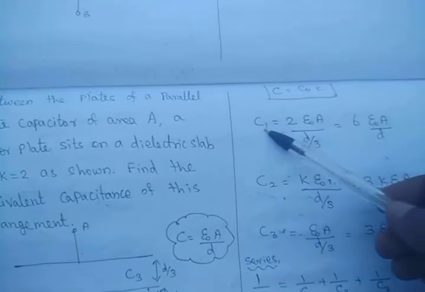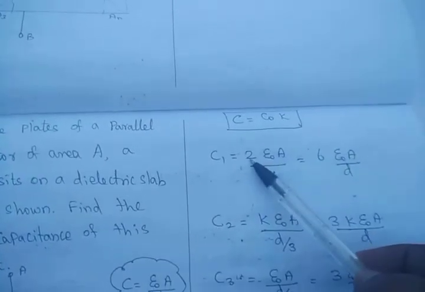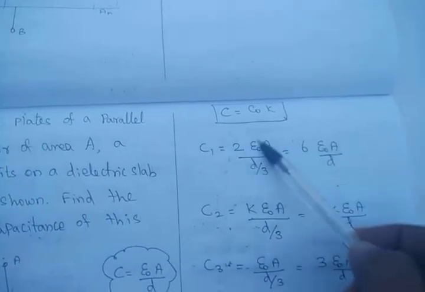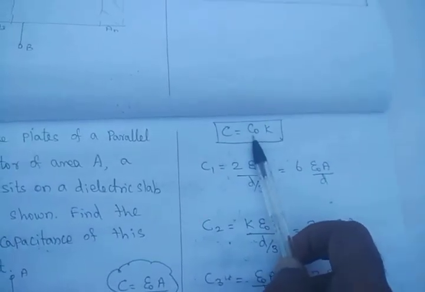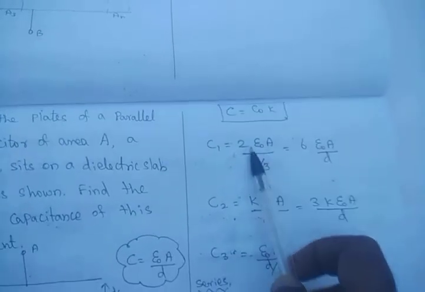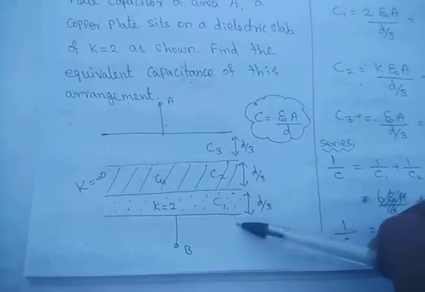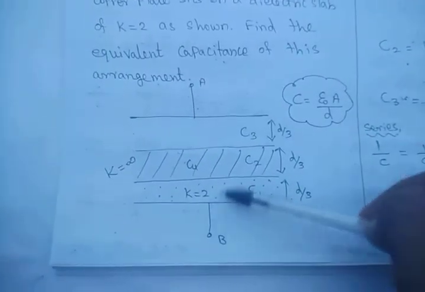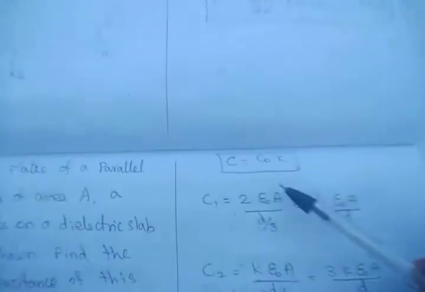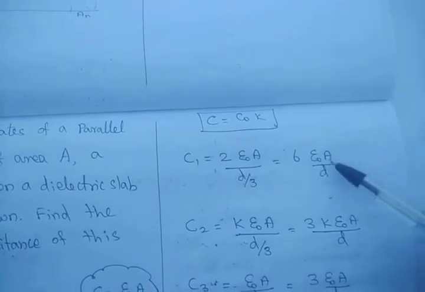Let us see the change in the first capacitor. So C1 is equal to x lambda naught A by D. That is the formula we should remember: the change in capacitance is equal to the previous capacitance into the dielectric constant. So C naught is x lambda naught A by D. What is the thickness of each capacitor? It is D by 3 only. So what is the dielectric constant K for this dielectric slab? 2. So 2 into x lambda naught A by D by 3. So 3 will become the numerator, 6 x lambda naught A by D.